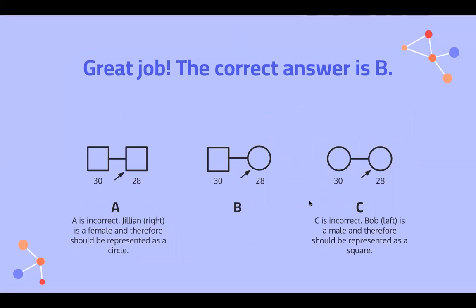Great job. The correct answer is B. A is incorrect because Jillian is a female and therefore should be represented as a circle. C is incorrect because Bob is a male and therefore it should be represented as a square.